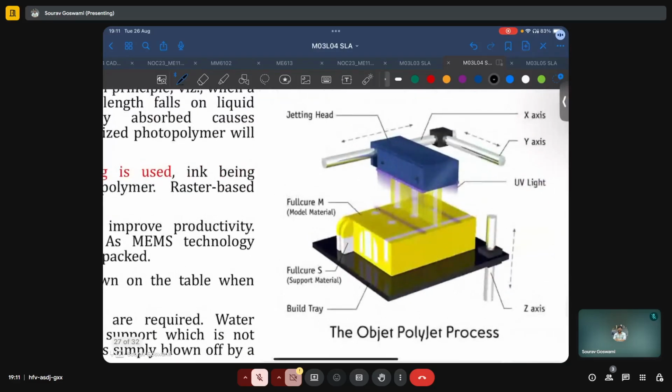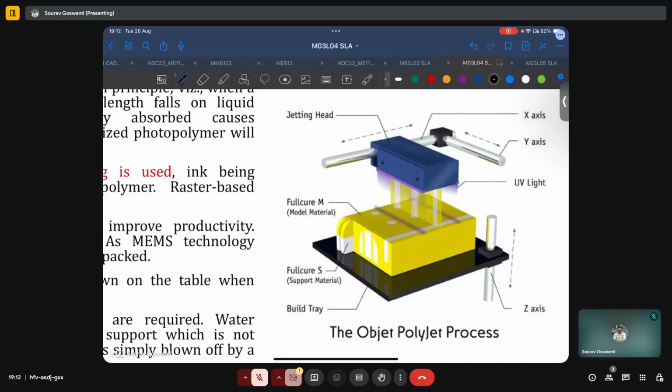Here we also have a schematic representation where we see that the jetting head contains the X and Y motions. The UV light is also mounted on either side of this jetting head, and thus both the flying liquid and flying optics principles have been used. As we can see, the two types of materials, the build material and support material, have been shown using two colors, yellow and white.